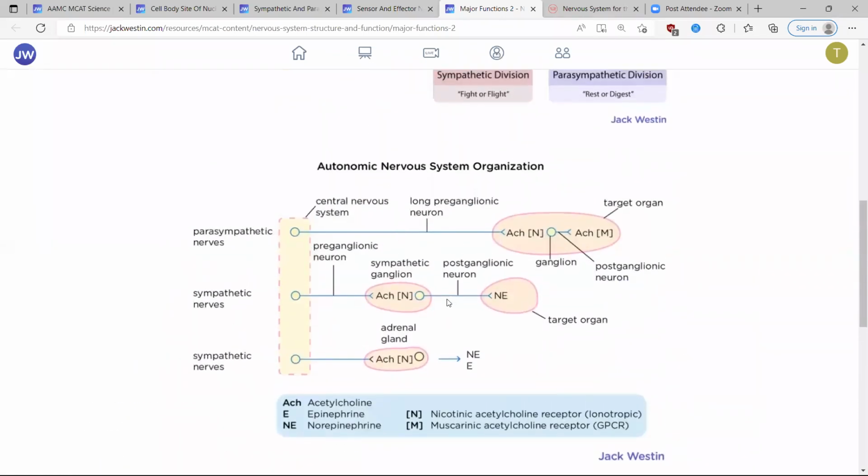So this is basically showing you how the autonomic nervous system is set up. Remember, in the autonomic nervous system, we have parasympathetic and sympathetic nerves, two different types. The parasympathetic nerves from the central, imagine this is a spine here, have a long preganglionic neuron. When we say preganglionic, there's a ganglion here. Okay, let me explain that.